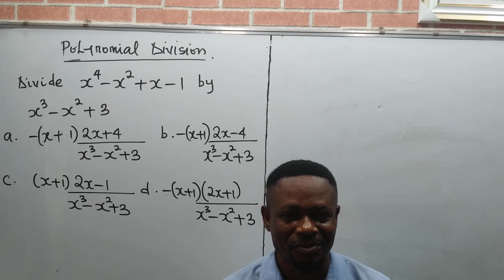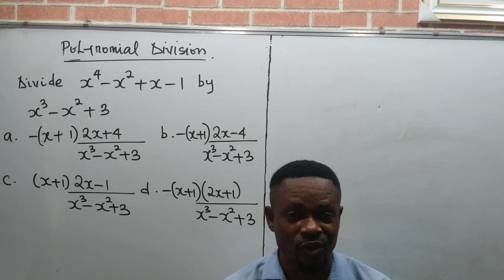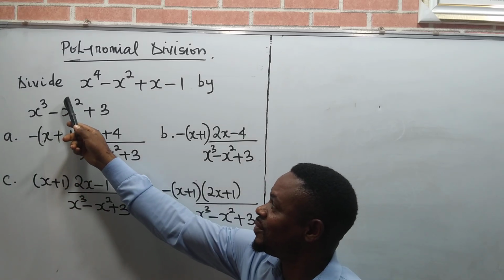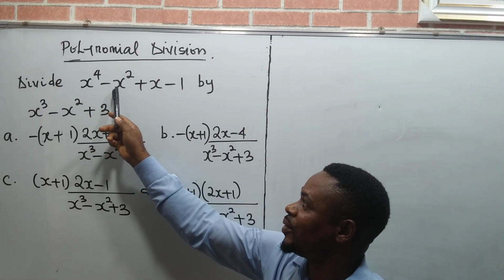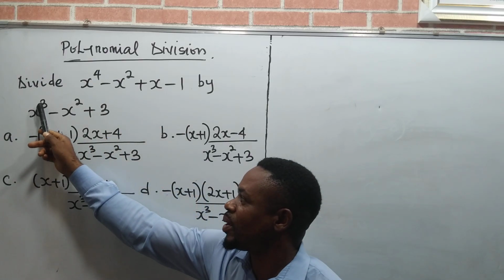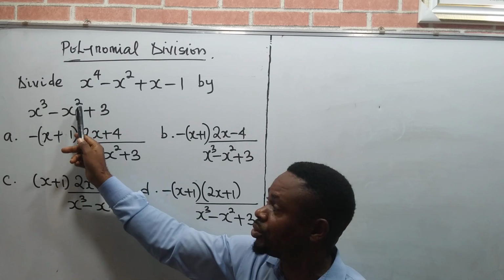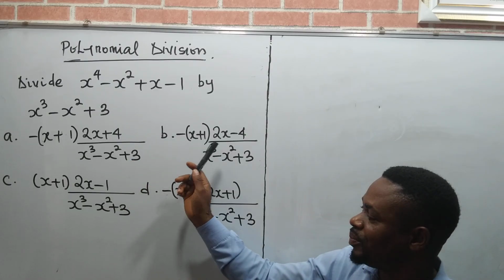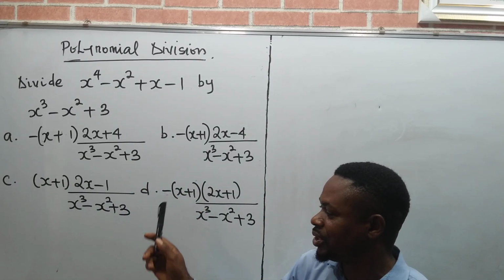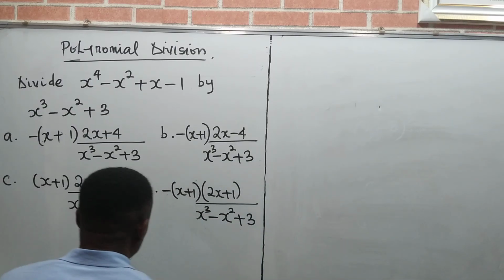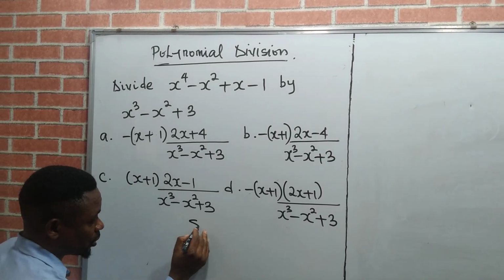In my video today, we shall be talking about polynomial division. Now I want you to look at this question. The question says, divide x raised to power 4 minus x raised to power 2 plus x minus 1 by x raised to power 3 minus x raised to power 2 plus 3. Now look at the options. Option B is this. Option C is this. And option D is this. Now we are going to resolve this question using polynomial division.